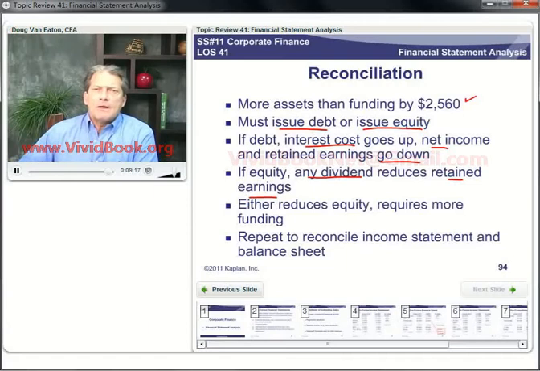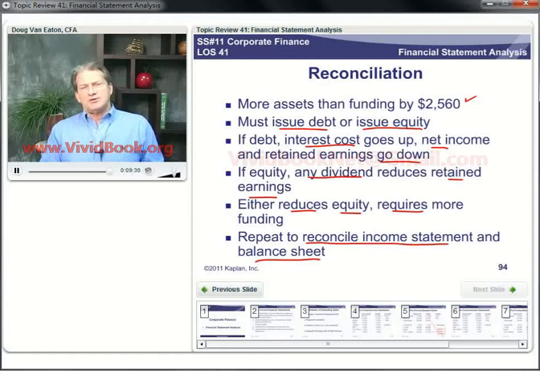So either our equity is reduced and this requires more funding, so we just repeat the process to reconcile the income statement and the balance sheet. So we say, okay, well, now we're a little short. Let's issue a little more debt. Interest cost goes up. We run a little short on retained earnings. We go round and round until it balances. And the assets we've got to fund the sales we're projecting just equal the liabilities and equity on the balance sheet. So then we've completed our pro forma financial statement.